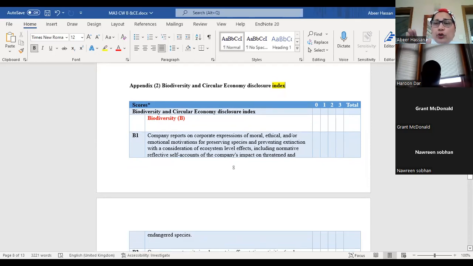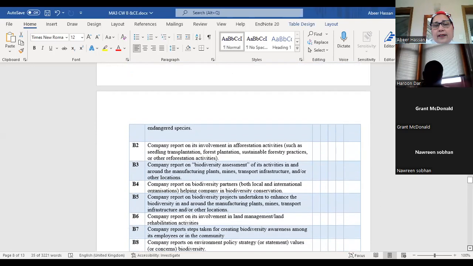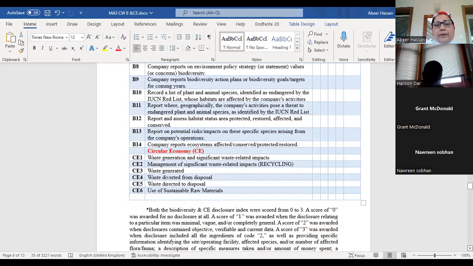You might find your company provides disclosure in company reports on blah, blah, blah. You might find this in something like 2, 3, or 4 pages in a CSR report. I will tell you where to find it. And then this is 14 items for biodiversity and 6 items for circular economy. So all in all, 20 items.